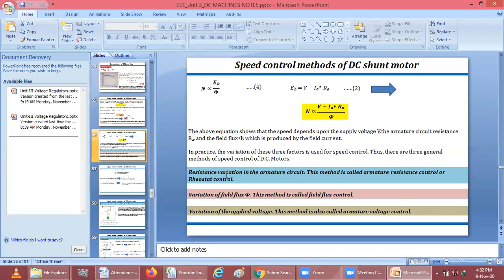So there are three general methods to control the speed of the DC shunt motor. These methods are resistance variation in the armature circuit, because we can see that speed depends on the resistance; variation of the field winding flux; and variation of the supplied voltage. So these are the three methods we can use to control the speed in the DC shunt motor.